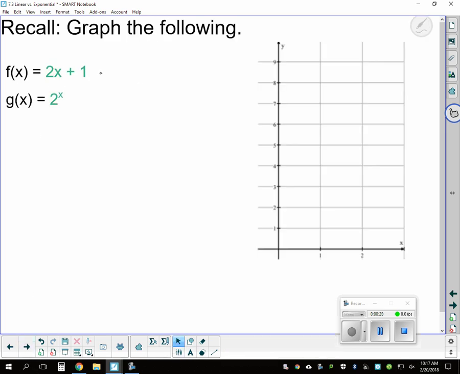So we have f of x, and we know that this is linear because it's y equals mx plus b, and we know that this is exponential. So we should already be able to recognize based on the equation which one it is. Of course, linear is y equals mx plus b, and for exponential, you have a variable in the exponent.